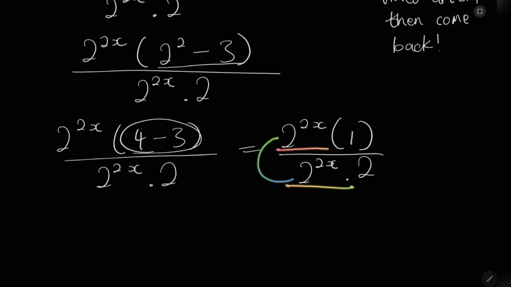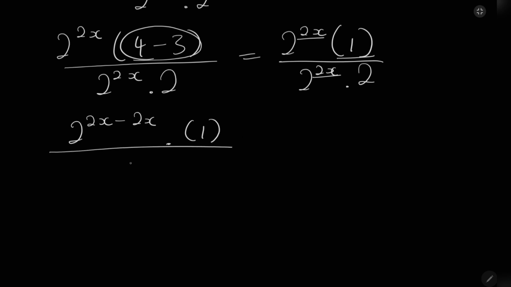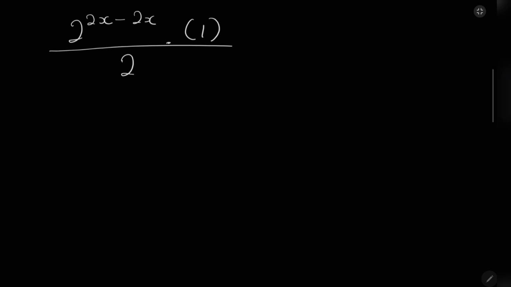We have the same base, they're divided, therefore we subtract their exponents. So you really need to know your laws by heart. You really need to memorize all the laws, excuse me. So this will be 2 to the power 2x minus 2x, times, we still have 1 there, over 2. We no longer have that, we're just left with 2.